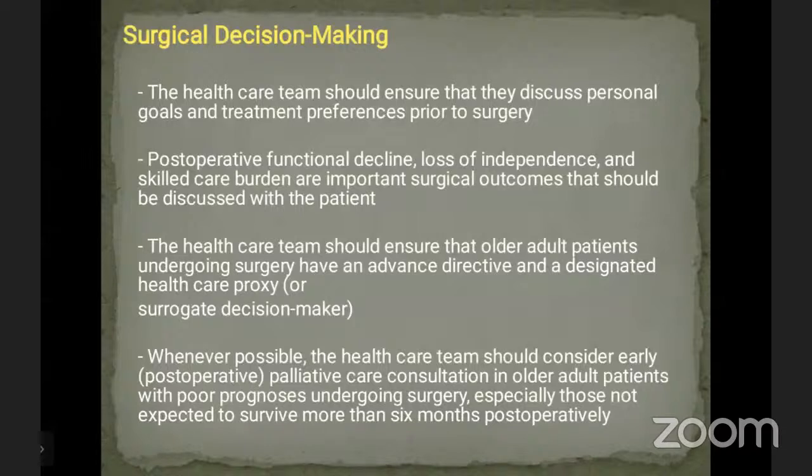Some surgical outcomes like post-operative functional decline, loss of independence, and skilled care burden specifically affect the geriatric population and are very important to discuss. The healthcare team should ensure that older adult patients undergoing surgery have an advance directive in the form of a living will or a durable power of attorney, and a designated healthcare proxy or surrogate decision maker.